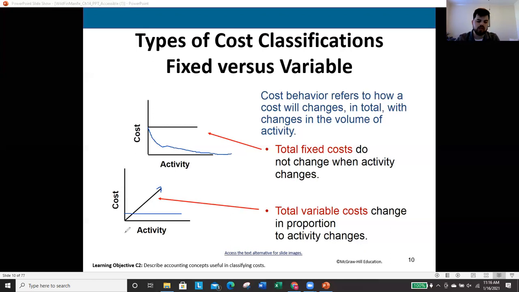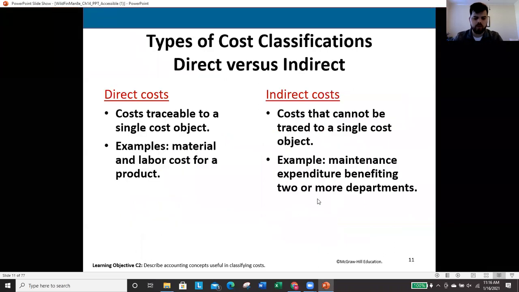So this is what we need to understand. We need to know both the in total effects of each type of cost and the per unit effects of each type of cost. But this is where we will leave this item for now. Okay. So once again, this is a very important distinction we're going to need to be able to make.